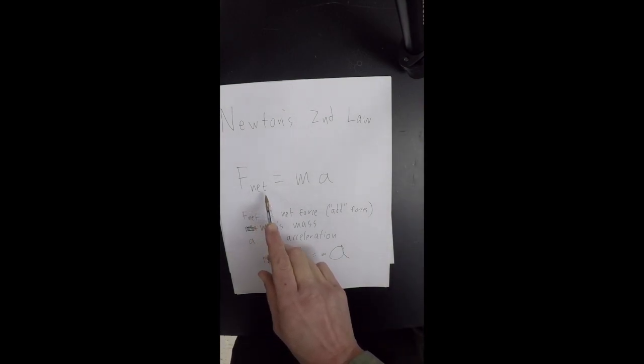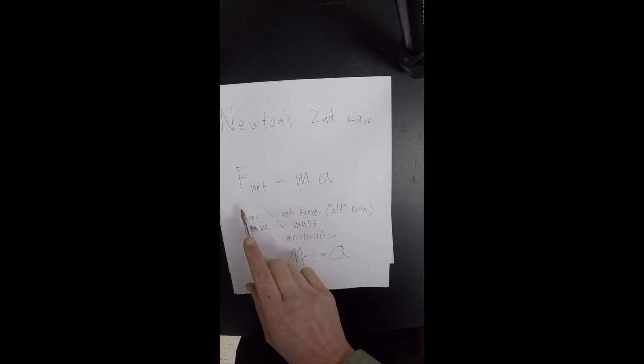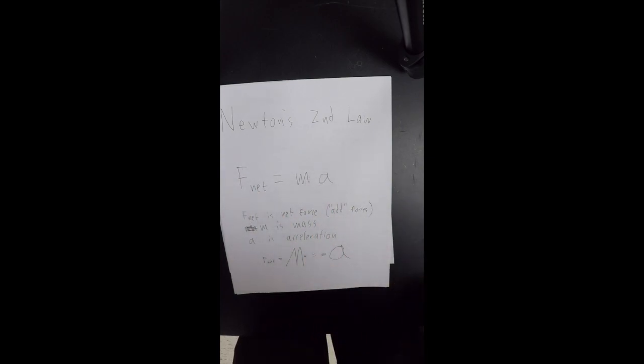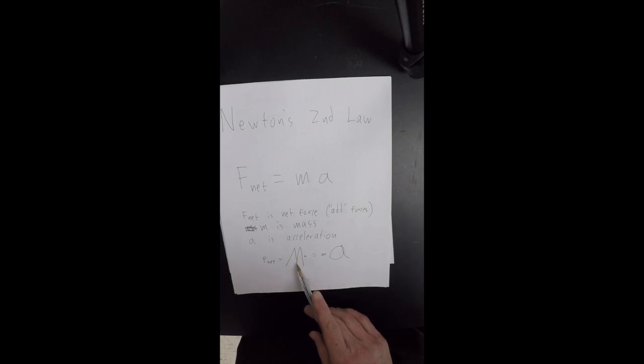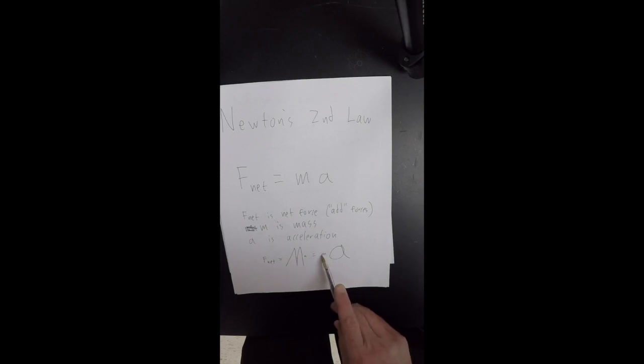If we push an object with a bigger force, we get a bigger acceleration. Make sense? If we apply a force to an object with a gigantic mass, we must get a small acceleration, because when you multiply these two together, it must equal your net force. If instead you apply that same net force to a tiny mass, you will get a ginormous acceleration, because these two multiplied together must equal your net force.